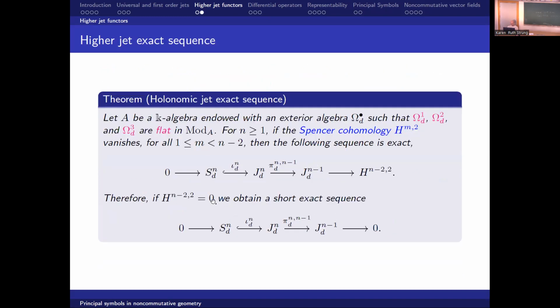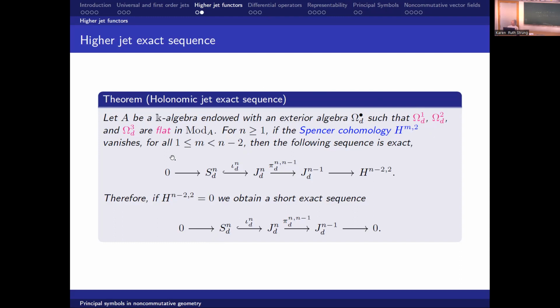Another property of jets that you would like to carry over from the classical setting is the jet short exact sequence. So this would be a sequence of the form down here. You want symmetric forms, n jet, n-1 jet. You want this to be a short exact sequence. You don't get this for free in the non-commutative setting. You need to assume some sort of regularity about your exterior algebra. For the one jet, you automatically get this sequence. For the two jet, you need to assume omega 1d is flat in the category of right A modules. For the three jet, you need omega 1 and omega 2 to be flat.